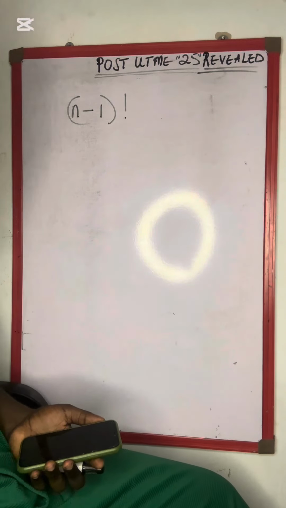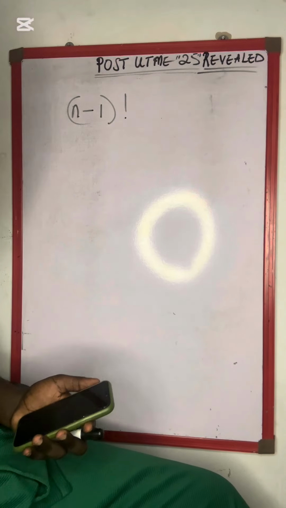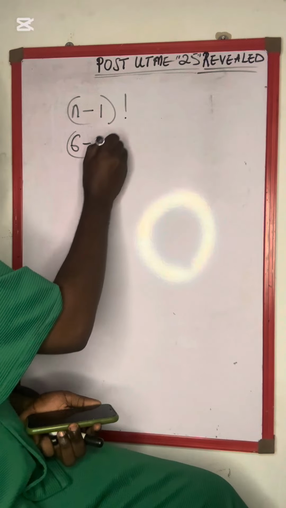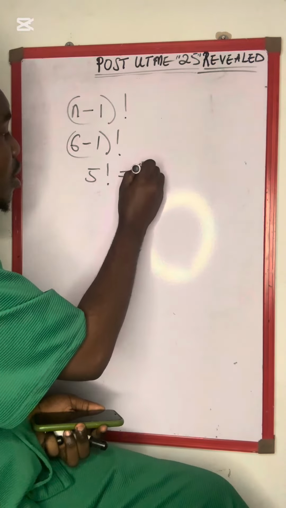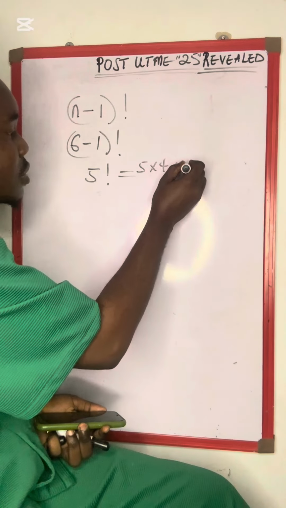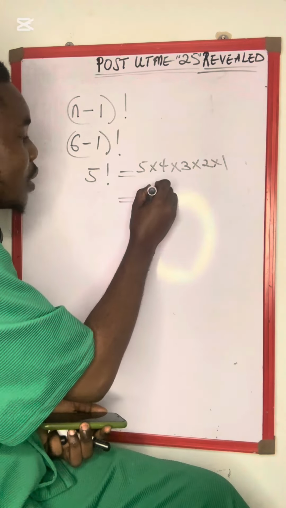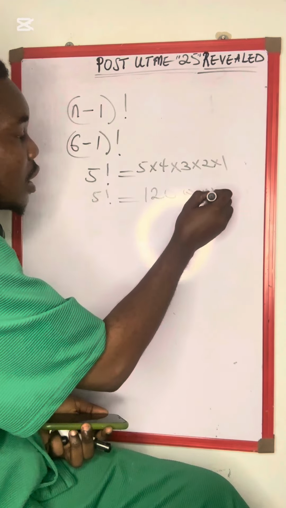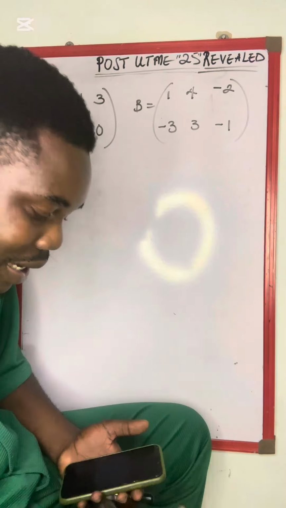N minus 1 factorial, where n is the given number of elements in the question. We have 6, so this becomes 6 minus 1 factorial, which becomes 5 factorial. And what's the answer? 5 times 4 times 3 times 2 times 1, and that gives you 120 ways.